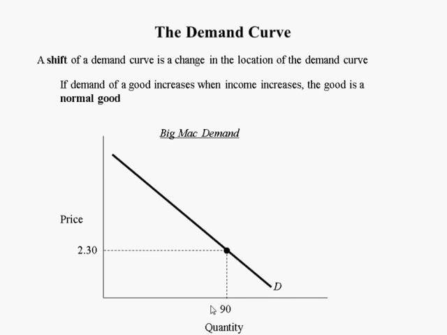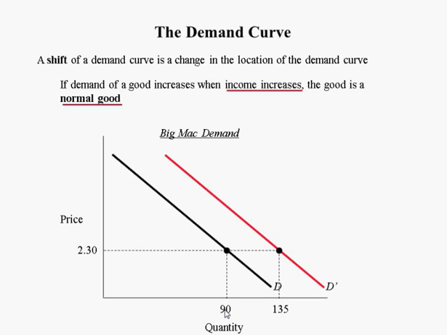Okay, if demand of a good increases when income increases, the good is called a normal good. So for this particular individual, that's the case. Notice the price remained constant at $2.30. That's holding everything else constant. The only thing that's changing here is income is rising, which shifts the demand curve to the right. As a result, quantity demanded rises too. So in this scenario, quantity demanded rises and demand rises because price is constant.